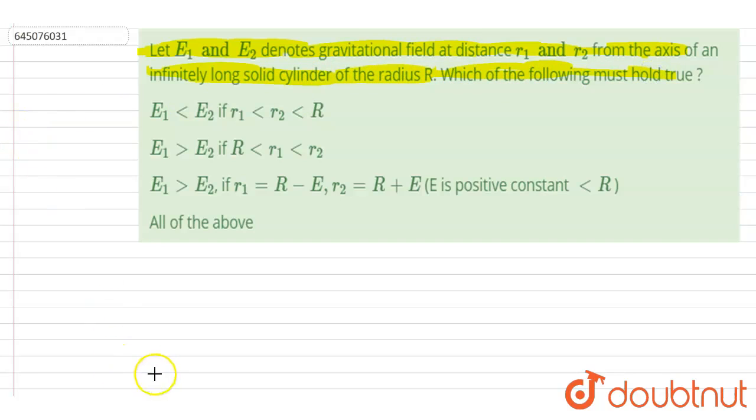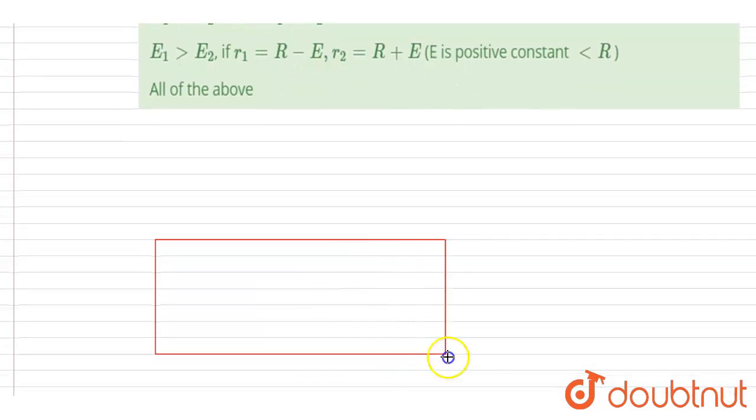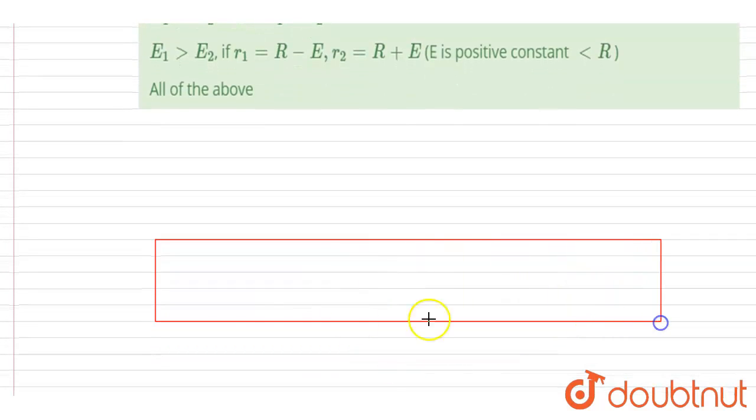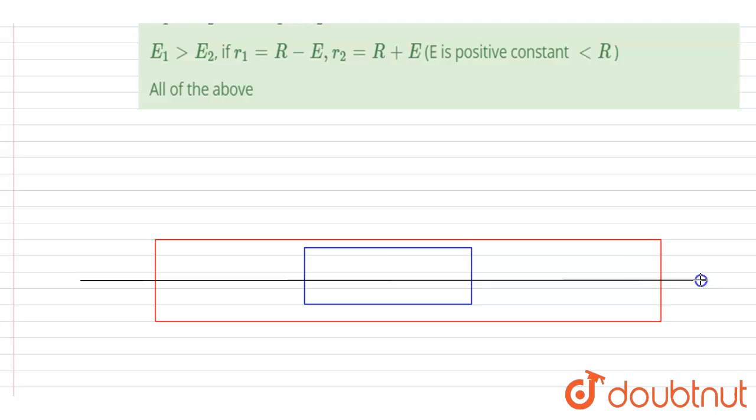So if I make the side view of the cylinder, let's say this is the cylinder and this is infinite, and if I make a Gaussian surface to calculate the electric field at any inside point and any outside point. So for an inside point, let's say I draw this. Here this is the axis. If you see, this distance is small r and this distance is capital R.